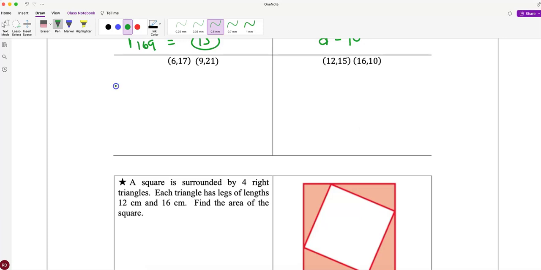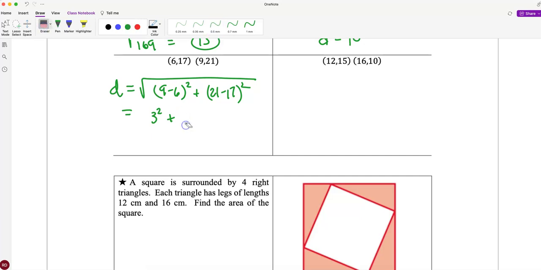Distance here, square root. So 9 minus 6 squared plus 21 minus 17 squared. 9 minus 6, that's what? 3 squared plus 21 minus 17, that's 4 squared. At this point, you should recognize this is a 3-4-5 triangle. The answer is going to be 5. So this is 9 plus 16, which is the square root of 25, which is 5.